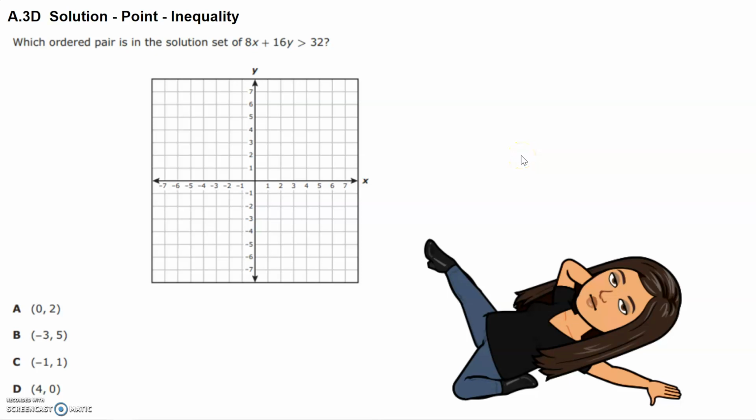Okay, so in this problem, we're going to be finding which of the following points will make this equation true. So they're giving us a point. On this first one, they're giving us the x value, which is a 0, and the y value, which is 2. Now we're going to substitute it in here to make this equation true.